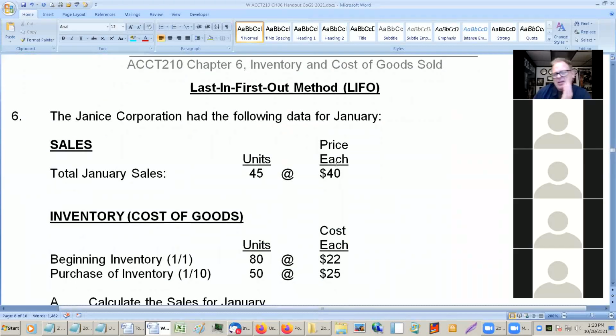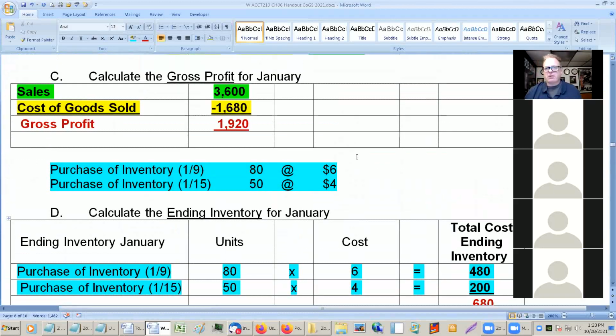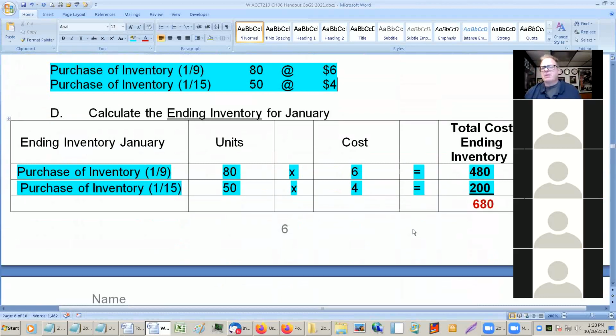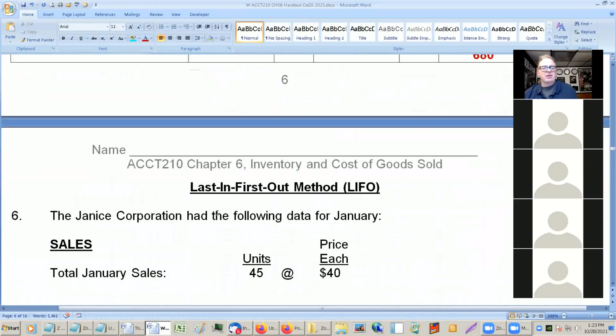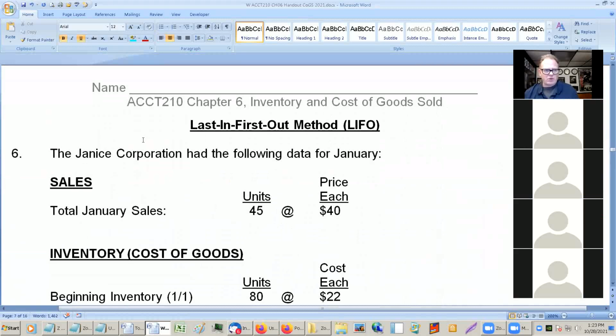Last in, first out. I think maybe I'll stop here. I don't know if I have enough time to get through these other ones. We will save these for next class.